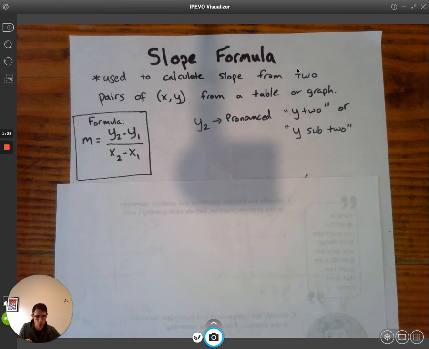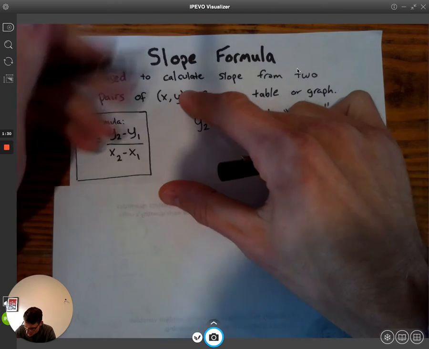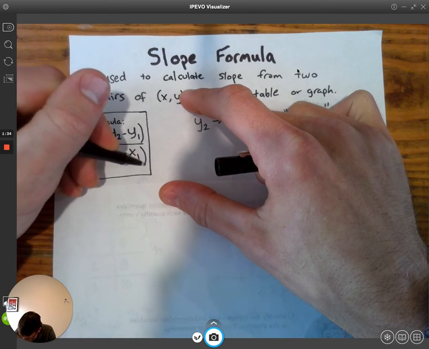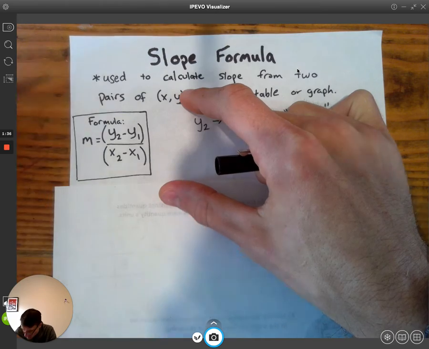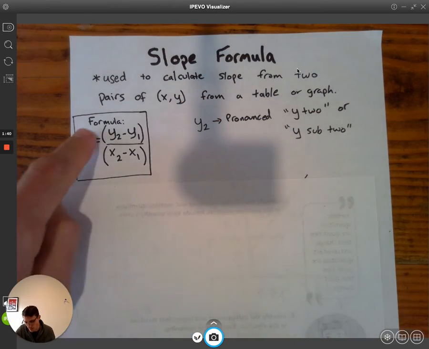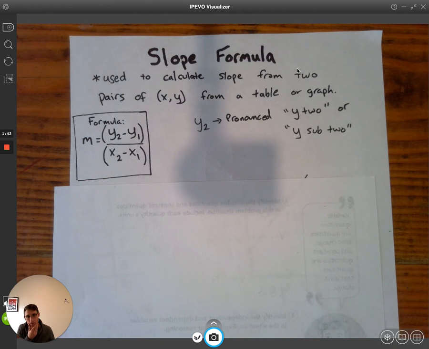And I think what I will add to this are parentheses, just so it's really clear, we subtract the values first and then we divide. Remember our order of operations, parentheses first. All right, so that's the formula. Let's look at it in actual practice.